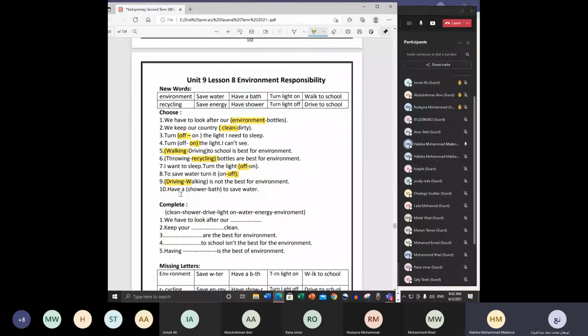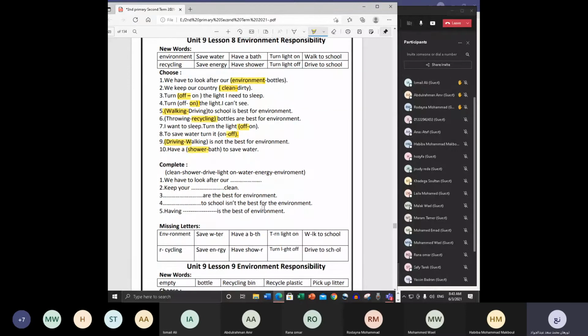Number ten, Habiba Muhammad Maqbool. Yes. Number ten, Habiba. I can't hear you. Please raise your voice. Have a shower is best to save water. Shower or bath? Shower. Thank you, because a shower takes a little time. Having a shower is best to save water.